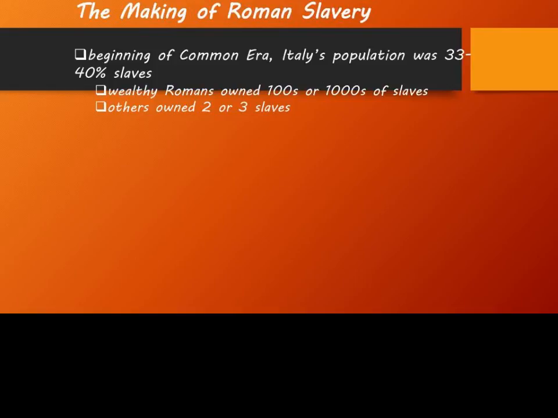Wealthy Romans owned hundreds or thousands of slaves, and people of modest means often owned two or three slaves. So this is the vast scale of Roman slavery. Rome also saw massive slave ownership, just like in Greece. The Italian peninsula had a slave population of about 33 to 40%. And Roman slavery was often concentrated in the hands of the very wealthy, large landowners. They were the ones that ran the estates and would have hundreds of slave laborers.